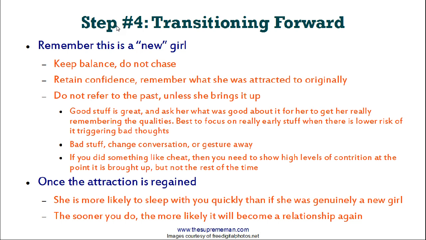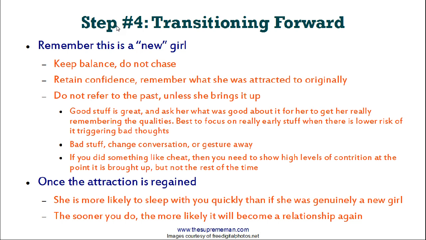I mentioned not referring to the past unless she brings it up. Obviously, if you've done something to hurt her and she brings it up, then you need to demonstrate through your actions, as I've said. If she talks about the good stuff, then that's great. Maybe ask her what was good about it for her, to get her really remembering your qualities. Certainly, I would say it's much better to focus on the good memories from earlier on in your relationship, when there's a lower risk of it triggering any bad thoughts. If later on in the relationship, when you were on the rocks, or slightly before that when she had doubts, you had some good times, that's great, but it's more likely to trigger related bad thoughts.